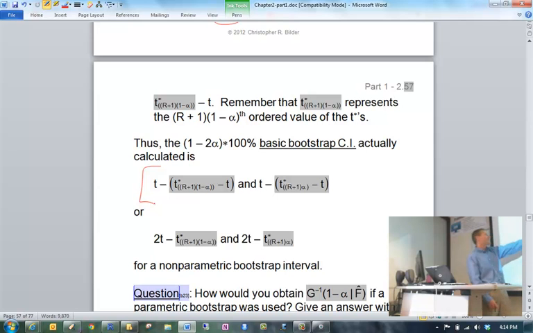Let me restate that one more time. Or should I say, here it is. Any questions? Notice there's a nice little simplification because we have a minus T there. I want to just bring it over, and so we actually have 2T minus that quantile. That's the lower bound. The upper bound is 2T minus this particular quantile. And that is the non-parametric basic bootstrap confidence interval.